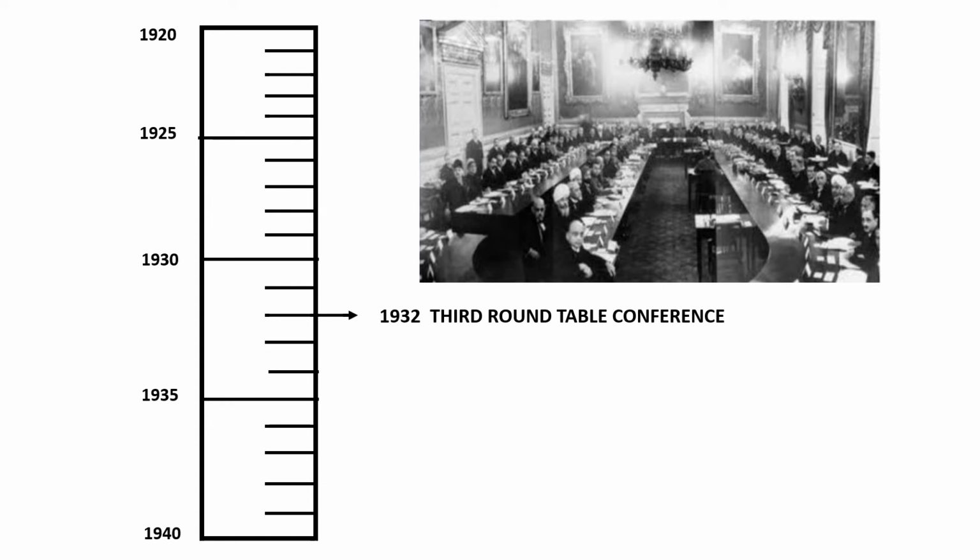1932 Third Roundtable Conference. The Third Roundtable Conference was held in London on November 17, 1932. This was just a nominal conference. Congress refused to attend it, so only 46 people reached there. The key outcome of the Third Roundtable Conference was the White Paper issued by the government. On the basis of this paper, the Government of India Act of 1935 was to be passed.